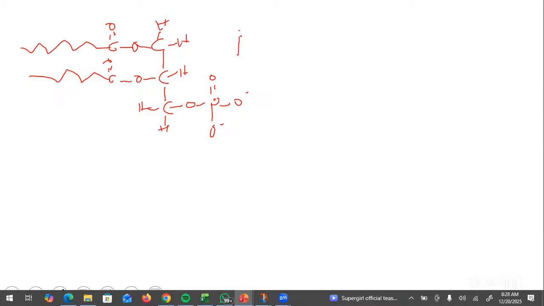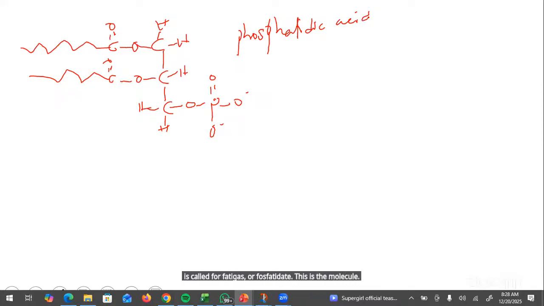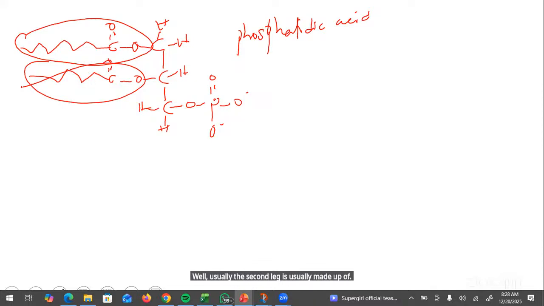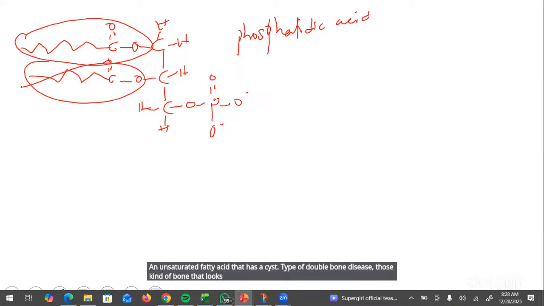So this is called a phosphatidic acid. It's called phosphatidic acid or phosphatidate. Now, this is the molecule that is found in biological membranes. This is the first leg, this is the second leg. But usually the second leg is made up of an unsaturated fatty acid that has a cis type of double bond. A cis is that kind of bond that looks like this.